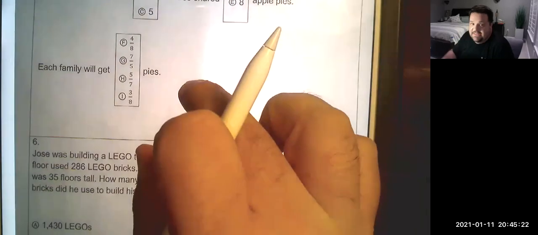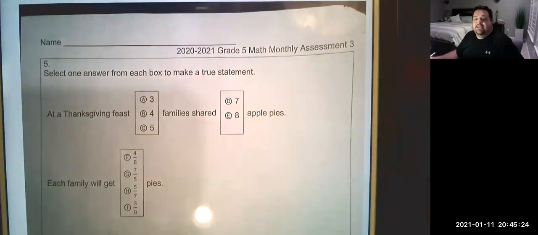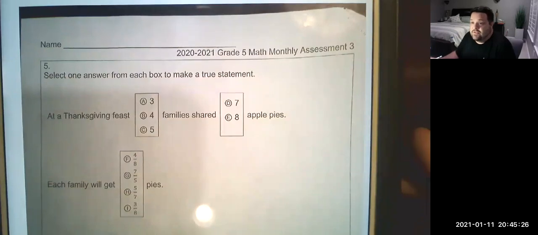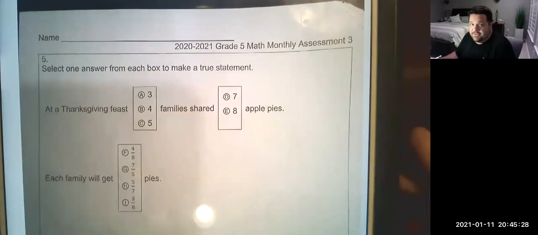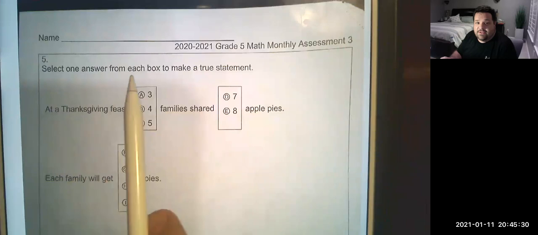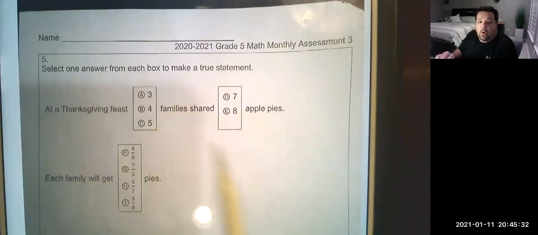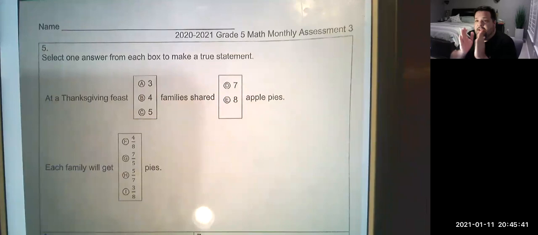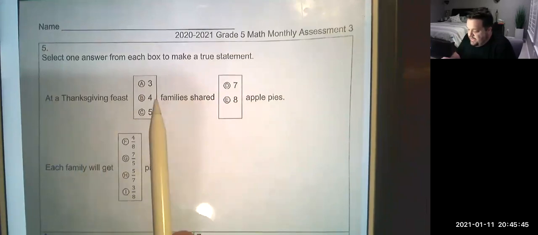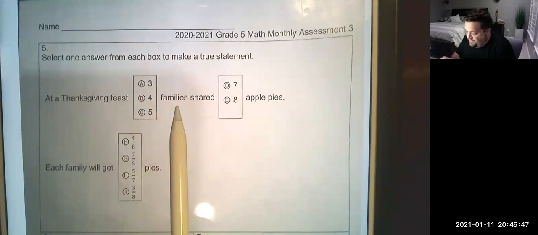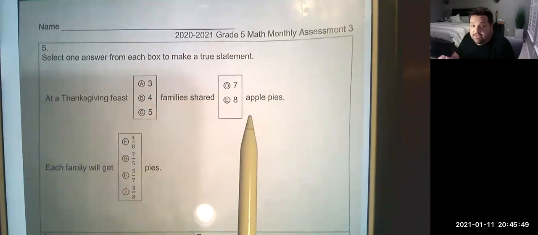Number 5, tons of us missed. This is very, very confusing. They try to mess you up on this one, but select one answer from each box to make it true. Only one combination could be true. So you could test every single one. Remember, we showed you guys this 1,000 times. Think about what it's asking you. Picture it. There was a Thanksgiving feast. The answer is either 3, 4, or 5 families shared either 7 or 8 pies.